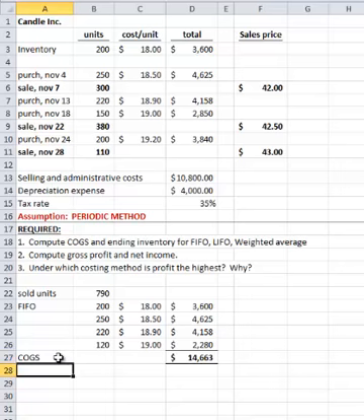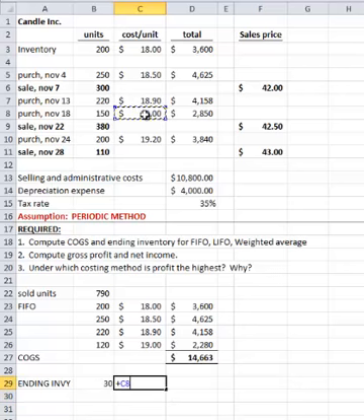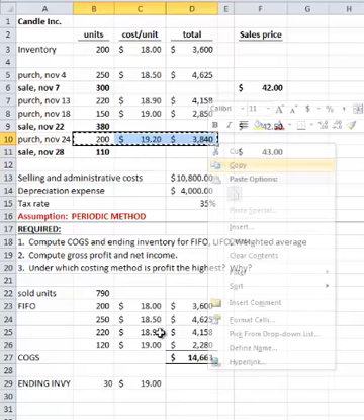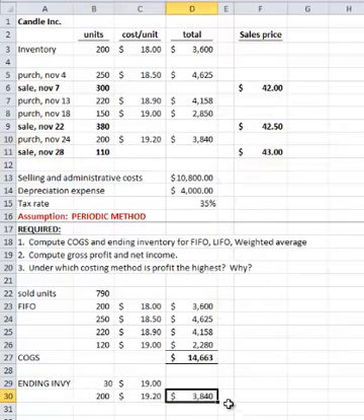So what is ending inventory? Well, ending inventory will be the things I didn't sell. Of the 150 layer, I sold 120, leaving 30 of that layer. And under the FIFO methodology, I didn't sell any of this last purchase. So my ending inventory under FIFO would be 4,410.